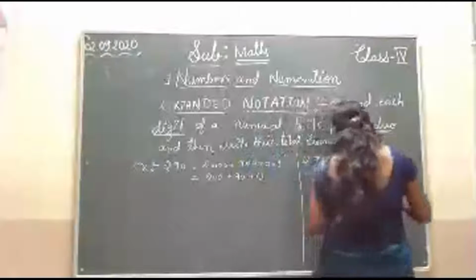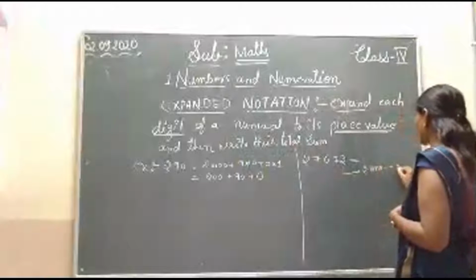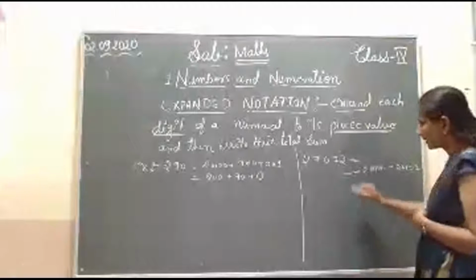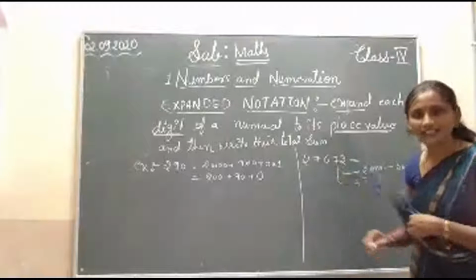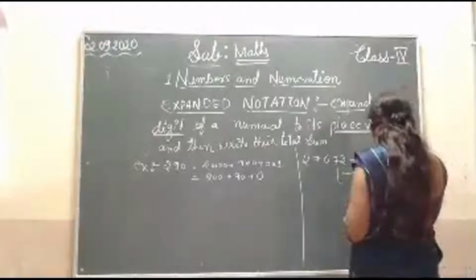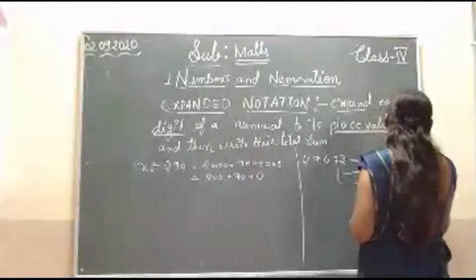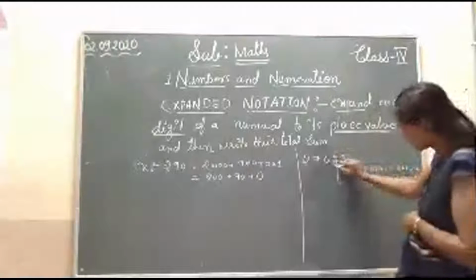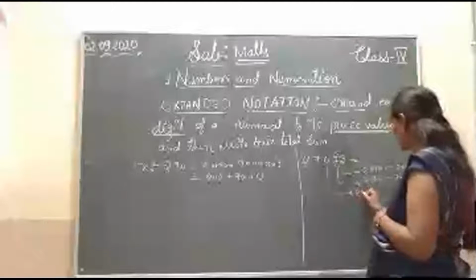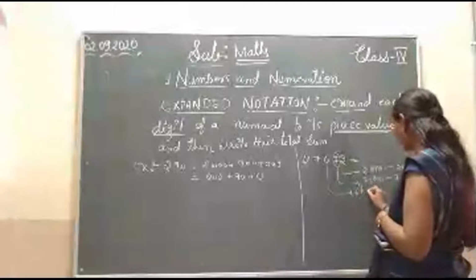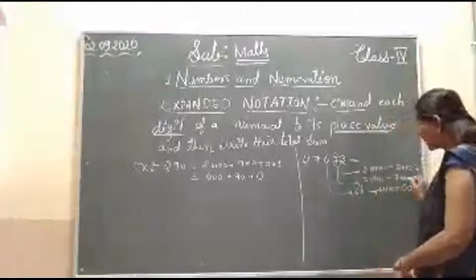27,672. What is the place value of the 2? Yes, it is 1. So we write 2 into 1, which is 2. Next, what is the place value of 7? It is 10. So 7 into 10 is 70. Okay, next, 6 is in the 100 place. So 6 into 100 is 600.